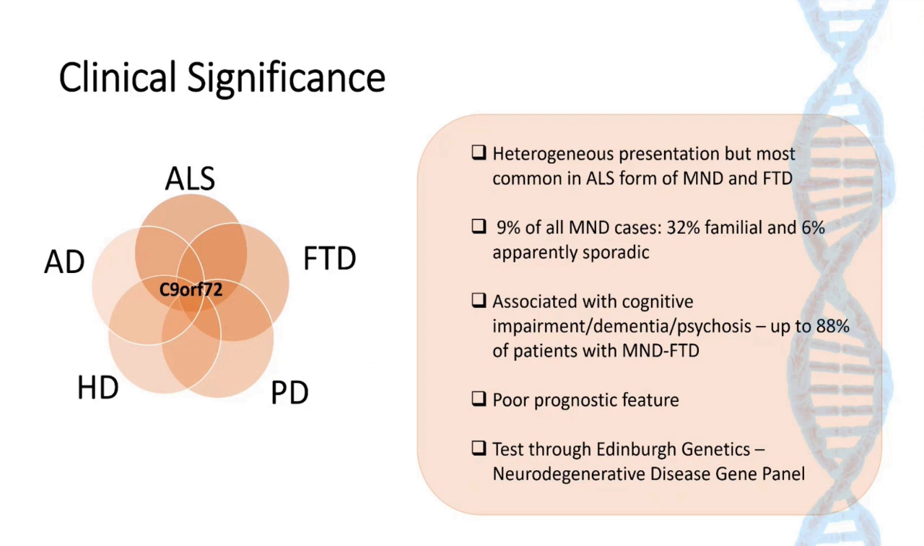So if someone has MND with associated cognitive impairment, then it's worth testing because it will give you information about their prognosis. And it's tested through Edinburgh Genetics, and it's the neurodegenerative disease gene panel that you would request.